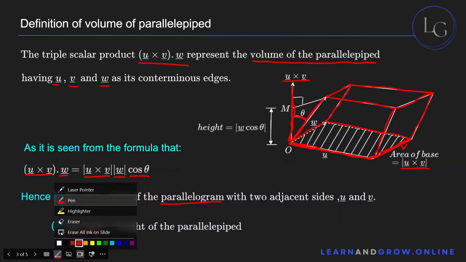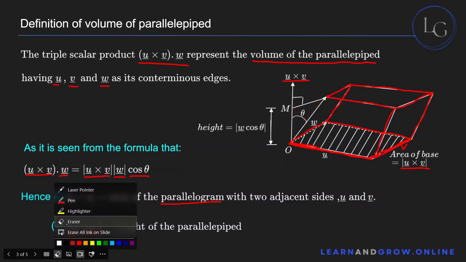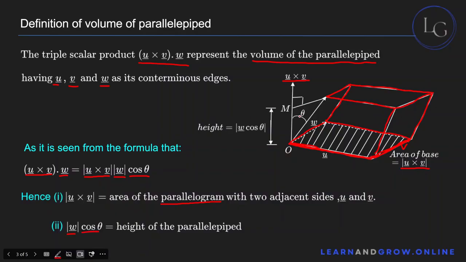Let me just erase the lines that I have drawn over here. This height over here is basically equal to the magnitude of w into cos theta, and theta is this angle. So that is the height of the parallelepiped, and you just have to multiply the two to get the volume of the entire shape, which is the parallelepiped.